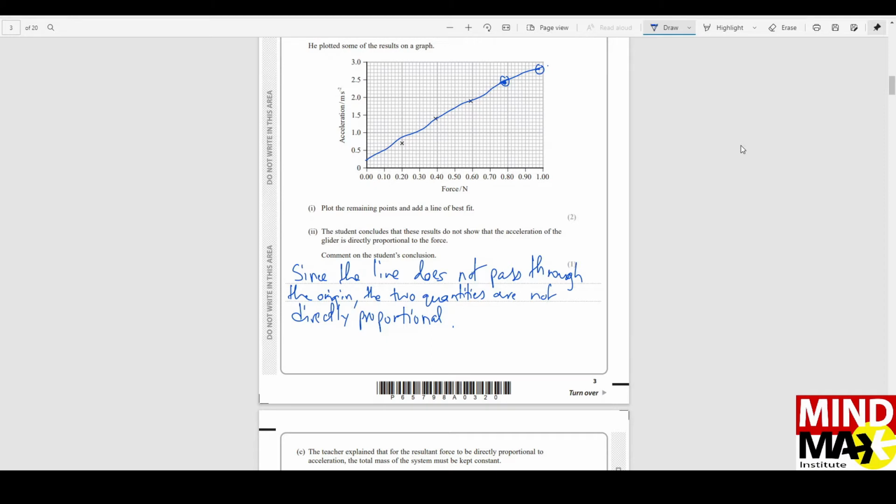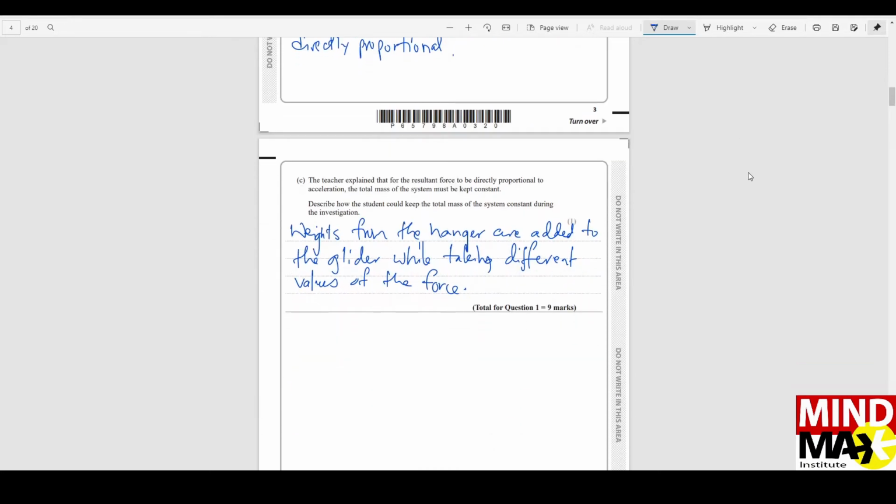The student concludes that these results do not show that the acceleration is directly proportional to force. Comment on the student's conclusion. The student is correct. Why? Because for something to be directly proportional to something else, the line has to be passing through the origin, and in this case we can see it doesn't pass through the origin, so it's not directly proportional.